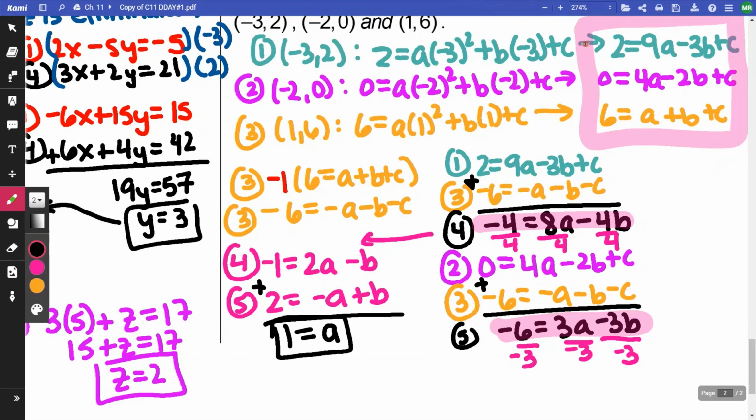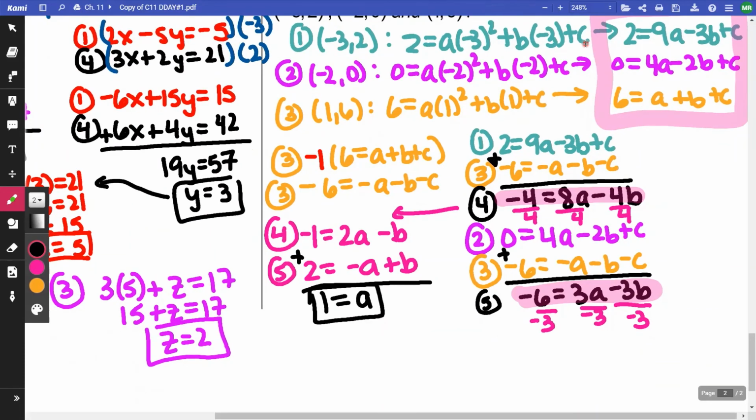I'm going to substitute that back into the equations. So let's say I do it into number 5. So I'm going to get 2 is equal to -1 plus b. I am going to add 1, so I get 3 is equal to b.